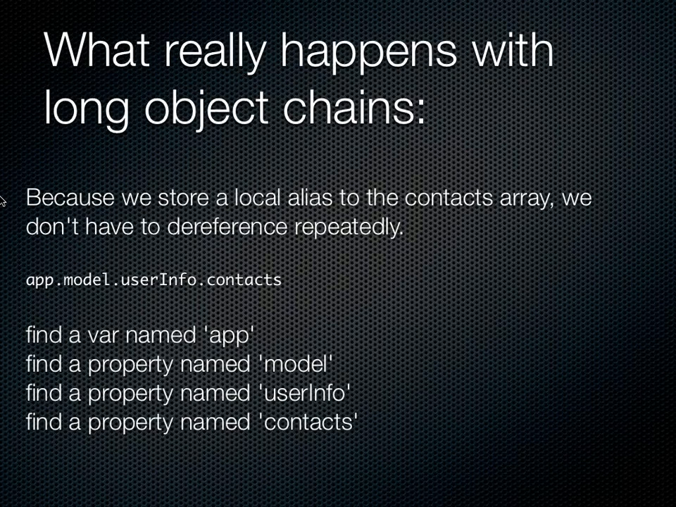What really happens when you have these long object chains is there's going to be a whole bunch of lookups to actually find the variable that you're looking for. In this case, we're going to find the variable named app. We're going to look for a property named model. On that, we're going to look for a property named userinfo. And on that, we're going to find a property named contacts. So in the case of having several hundred contacts in this list, this is something that you want to avoid: all these extra lookups when you're just asking for the same data over and over again.